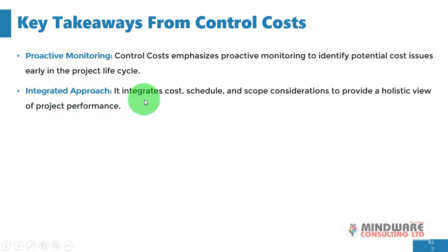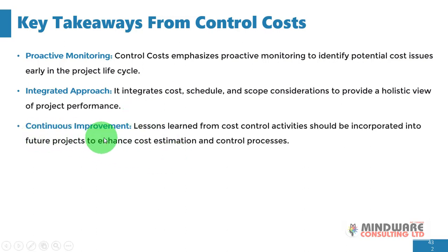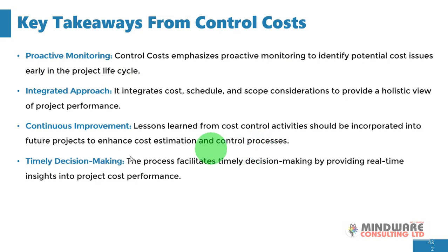Integrated approach. This integrates cost, schedule, and scope considerations to provide a holistic view of project performance. Okay, so you have an integrated approach to your project performance. Continuous improvements. Lessons learned from cost control activities should be incorporated into future projects to enhance cost estimation and control processes. Okay, so from the lessons learned, you can keep improving the project as it progresses.